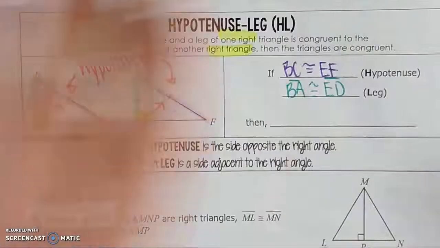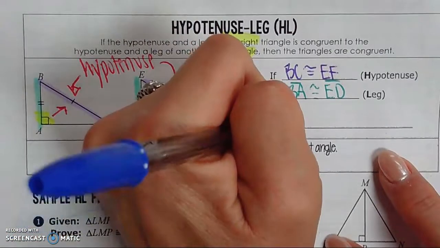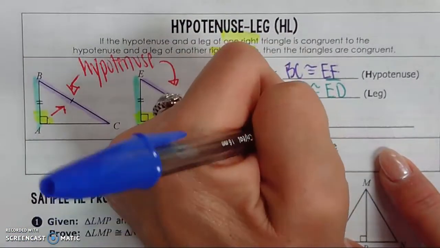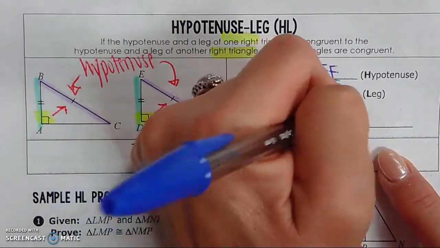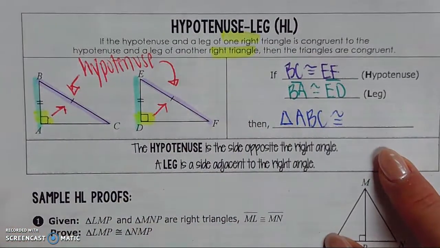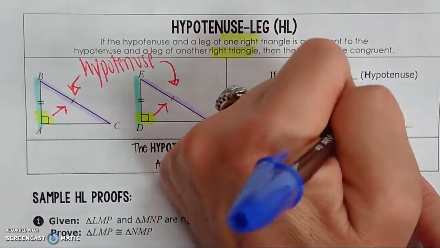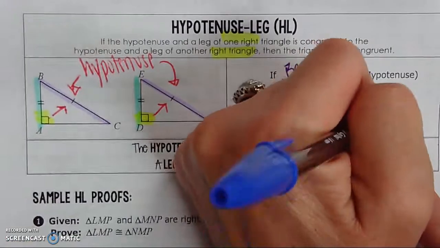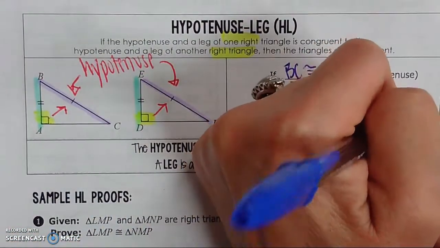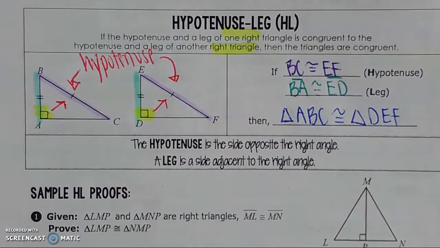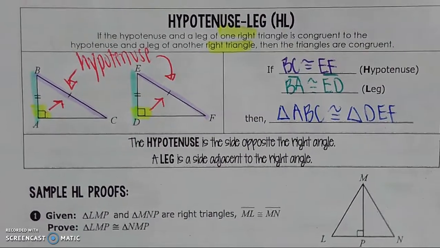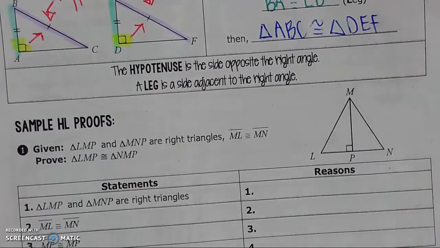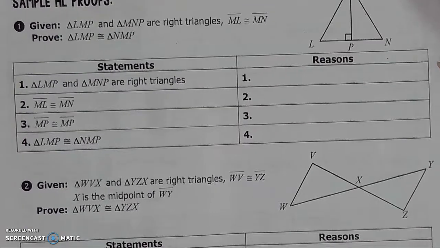So triangle ABC, easy as 1, 2, 3. So triangle ABC is congruent to triangle DEF. Okay. Keep in mind, guys, they have to be right triangles. So we're just going to jump into proofs. And this one's pretty straightforward.